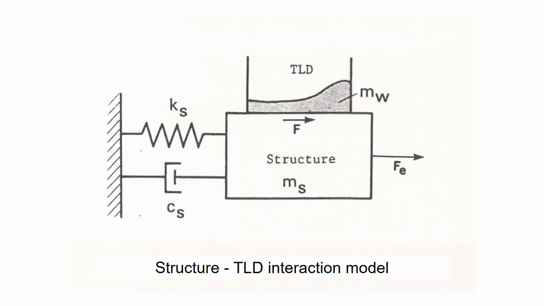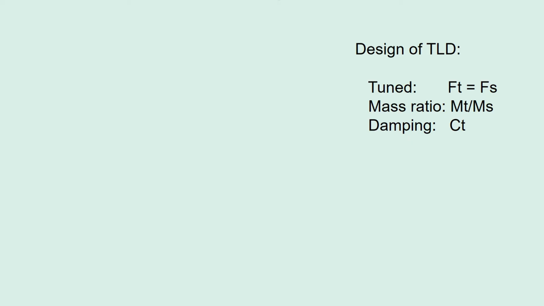This is the interaction model between the structure and the TLD. The TLD is added to the 1 degree of freedom structure model. mW is the additional mass of water. There are a couple of points you have to understand when you design TLDs. Firstly, its natural frequency must be equal to that of the structure. That means TLD must be tuned.